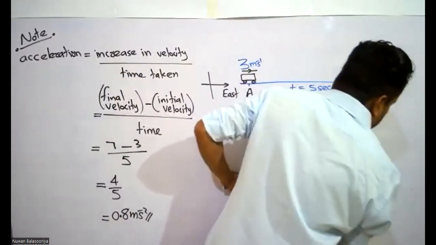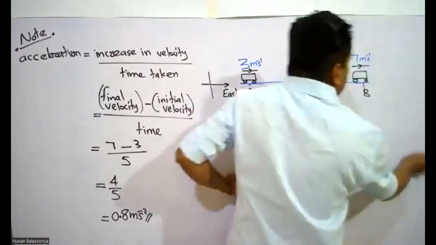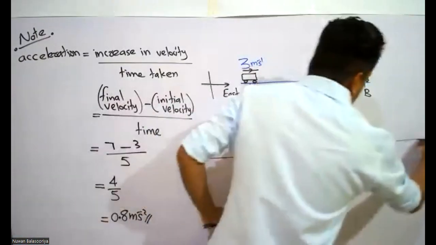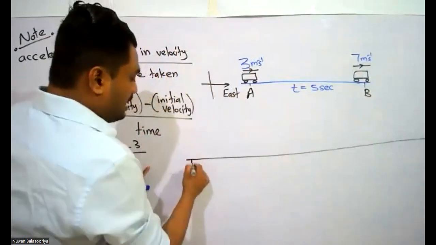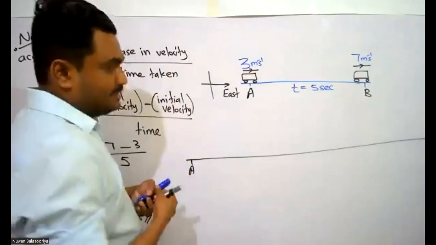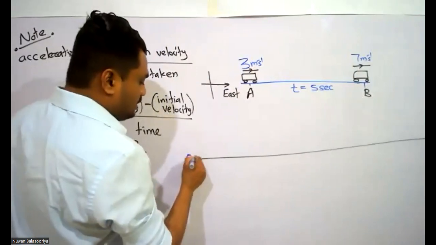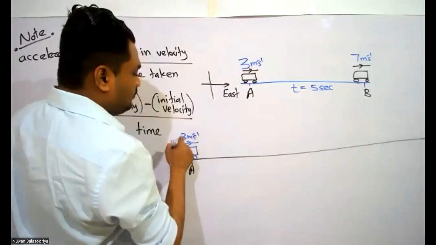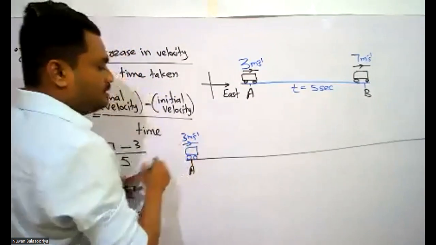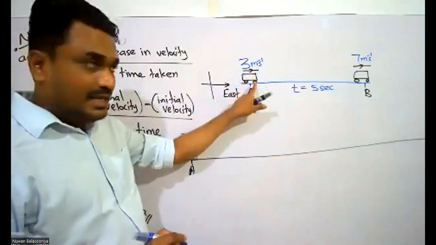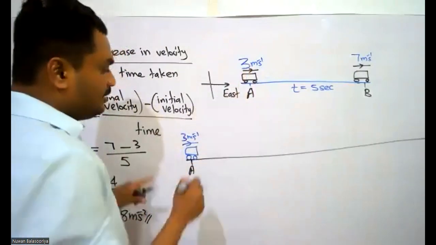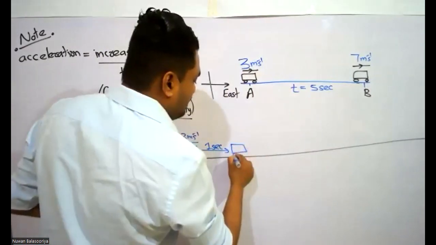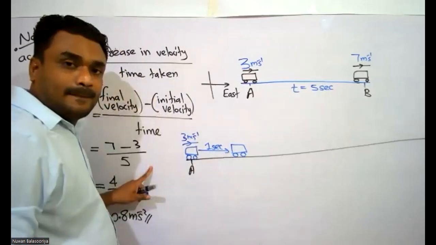How do we prove it? Listen, dear. If I consider this motion, at the point capital A, this object has a velocity of 3 meters per second. If I wait 1 second, what will be the velocity of this object here?